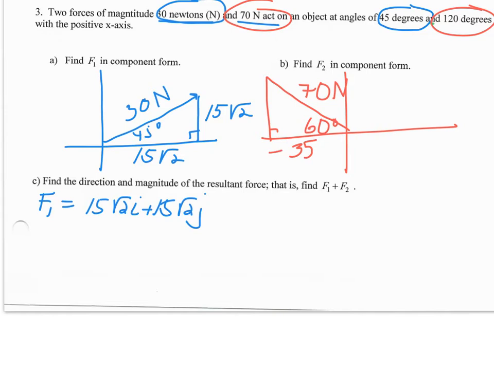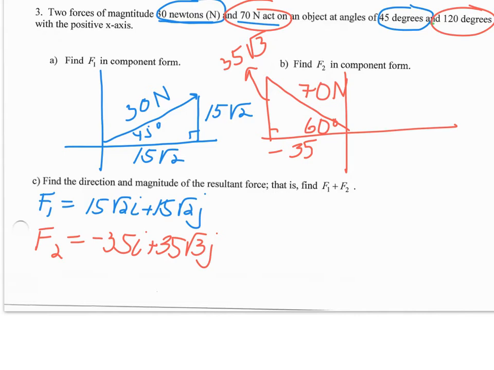And again, it's negative, second quadrant. And then the one across from the 60 should be 35 root 3. Okay, so then my force 2 in component form would be negative 35i plus 35 root 3 j. Okay, so now I have two vectors, both in component form, two forces.